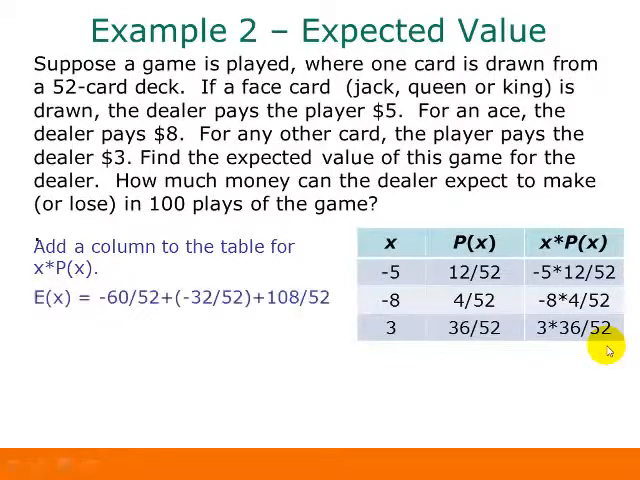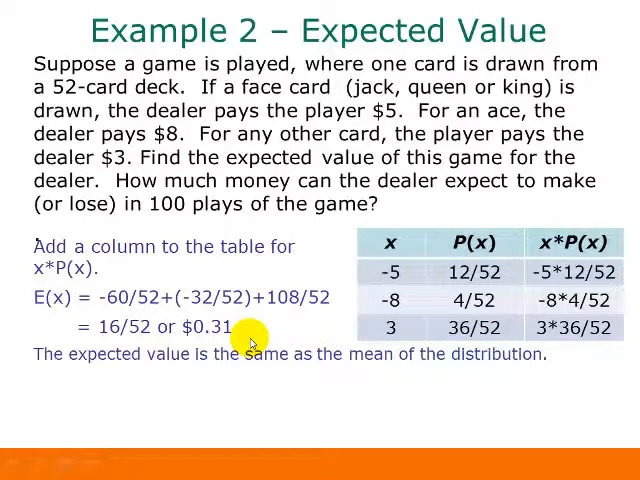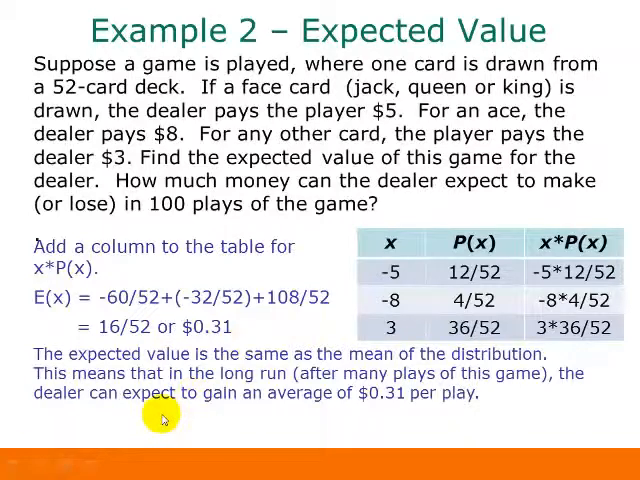So if we multiply those and then add the results, we're going to have -60 over 52 plus -32 over 52 plus 108 over 52. That adds up to 16 over 52, or approximately 31 cents. That's our mean, or our expected value. To interpret this, this tells us that in the long run, after many plays of this game, the dealer can expect to gain an average of 31 cents per play.